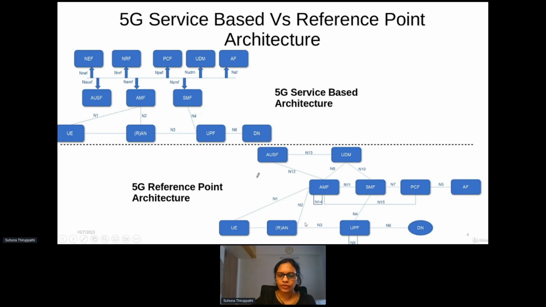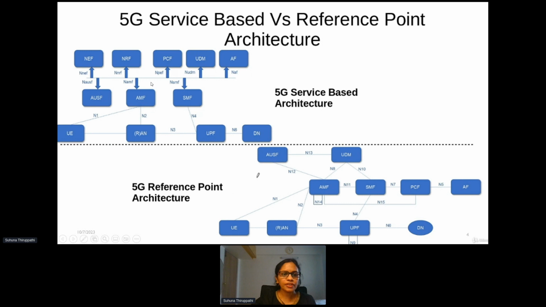So here, if you see, each network function is connected via physical interfaces, which are called N1, N2, N3, N4, N5, N6. There are dedicated interfaces between the network functions in the reference point architecture. This is true for 3G, 4G, and 5G; there were dedicated interfaces between the network functions.